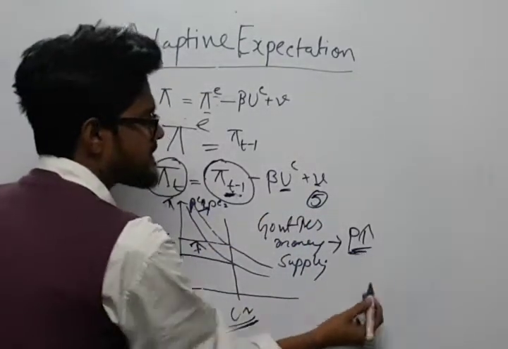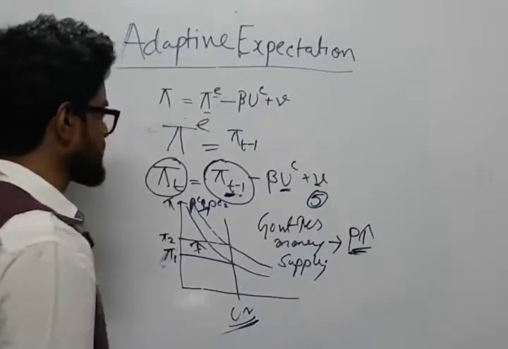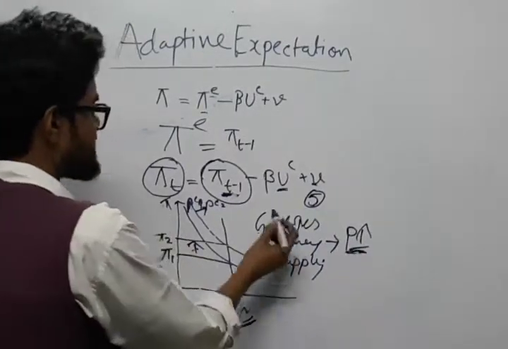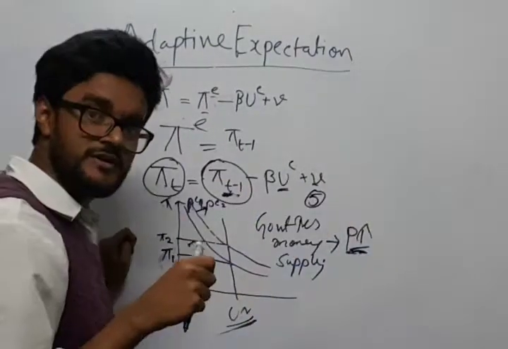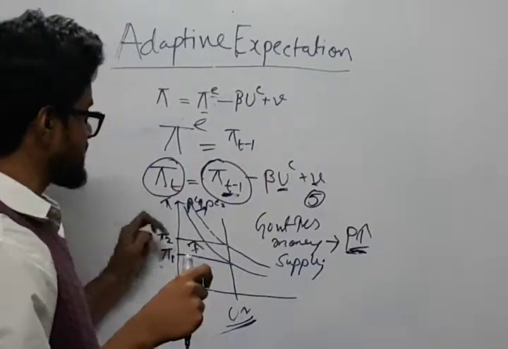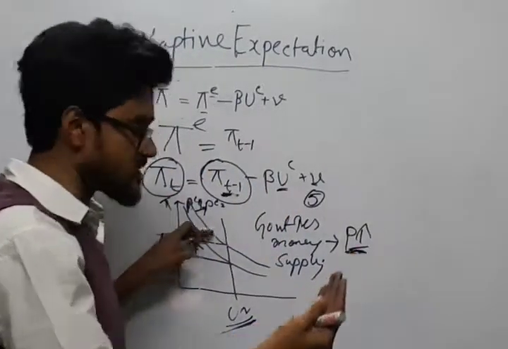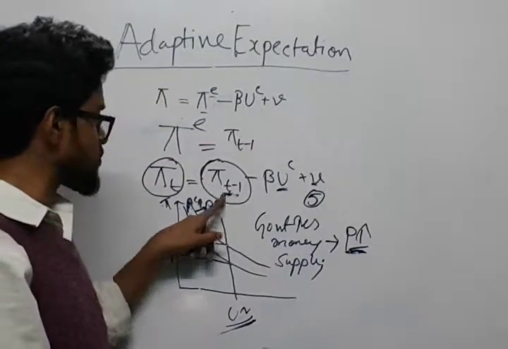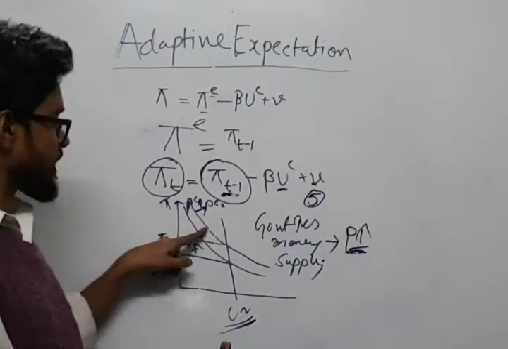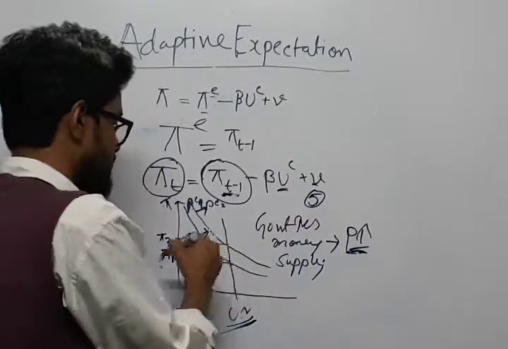Now due to this increase in price level, what will happen? Due to this increase in price level, let's say people had incorporated this inflation and they have changed their expectation, or they have increased their expectation, which is this. So this entire curve shifts rightward from this to this.